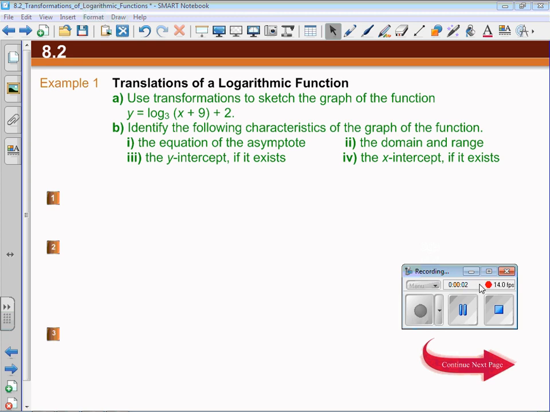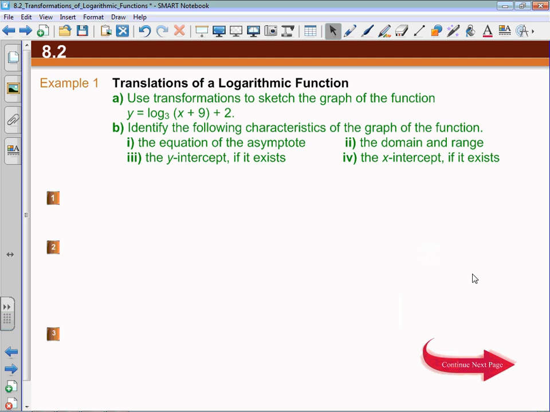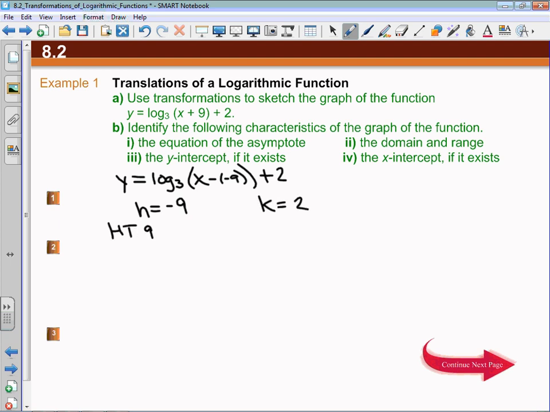Okay, so this is 8.2 example 1 where we deal with some actual transformations. And I think right off the bat, at least for this example, I'm going to rewrite it immediately. I'm going to write this as y equals log base 3 of (x minus -9) plus 2. The reason I do that is that it allows us to identify that h is -9 and k is +2. So there's a horizontal translation 9 units left, not right, that's really important, and then there's a vertical translation of 2 units up.